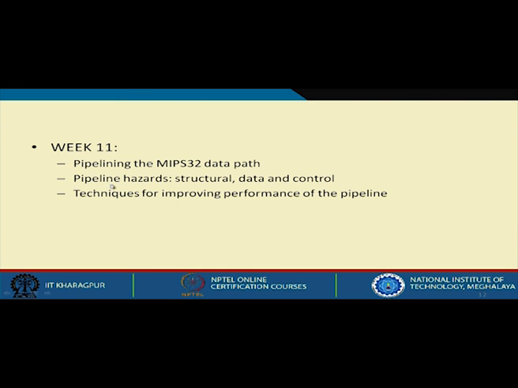Then we looked at various different kinds of so called pipeline hazards that limit the maximum speed up that can be achieved in a pipeline. We talked about structural hazards, data hazards, control hazards, what kind of penalties they incur, and we also suggested various techniques by which these penalties can be reduced. Well, in some cases they can be eliminated also.